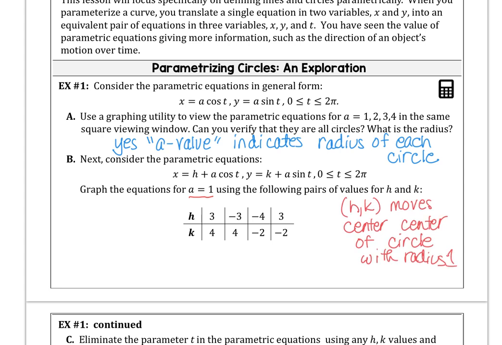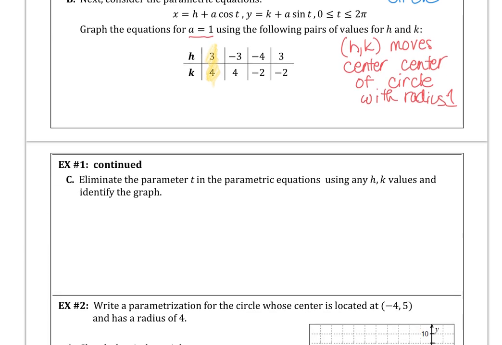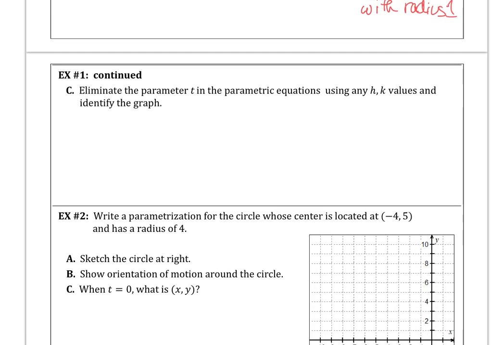So in the next example, we want to eliminate the parameter t in the parametric equations using any of the h, k values and identify the graph. So I'm going to use h, k as the ordered pair 3, 4. So that tells us x is 3 plus cosine t and y is 4 plus the sine t.